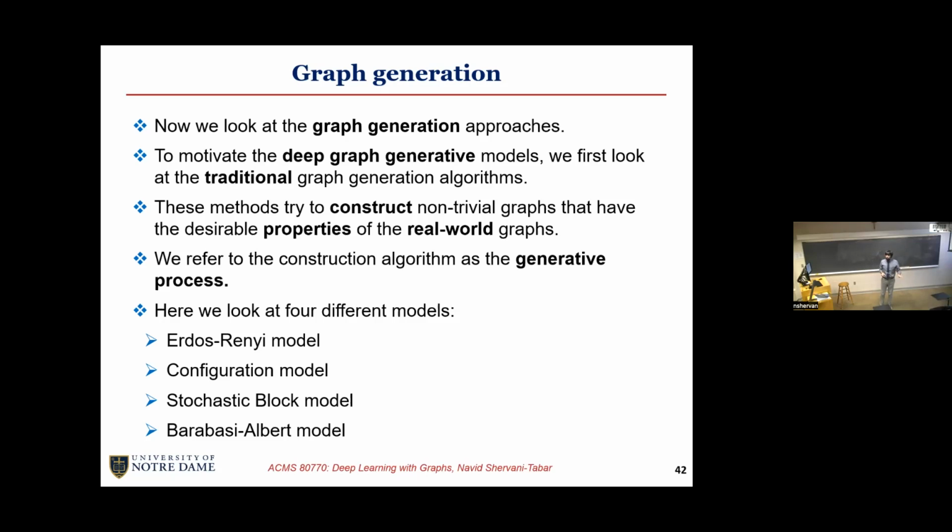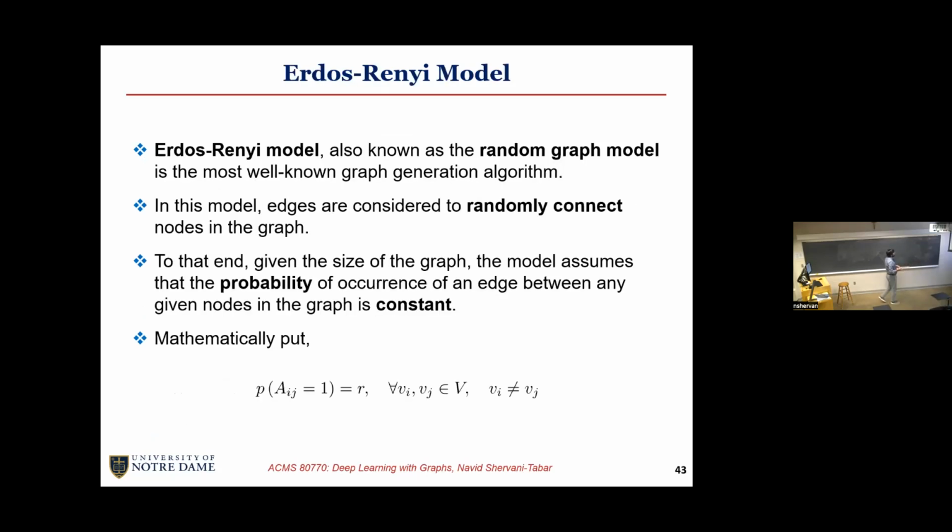There are four approaches that we're going to look at today. The first one is Erdős–Rényi, or the random graph model. The second one is the configuration model, that we'll look at briefly in our node importance measures. Then there's the stochastic block model. And lastly, we're going to look at the Barabási–Albert model.